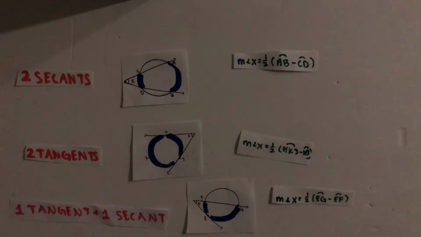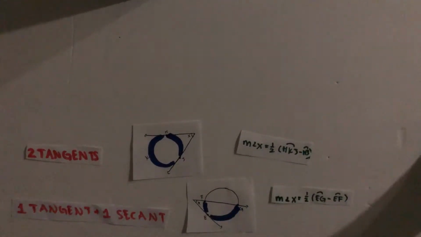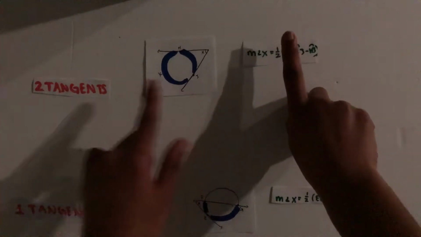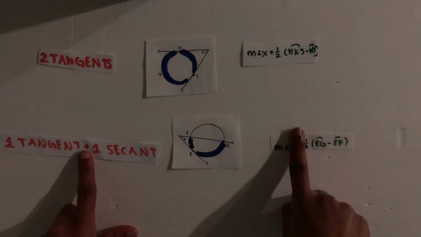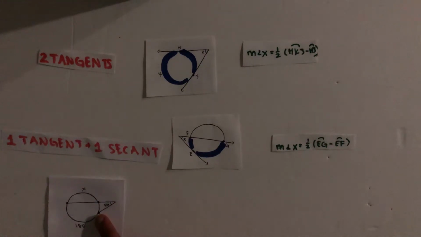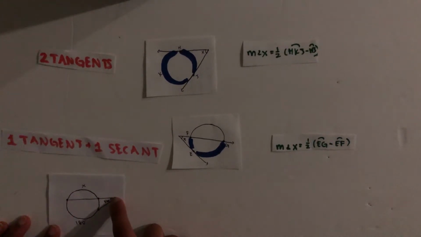So now to finish up, let's have two problem examples to solve for the measure of angle x. One of the problems uses the two tangents method, and the other one uses the one tangent and one secant method. So first, this is the diagram. Here we have a secant and tangent angle, and the measure of the angle is 56 right here.